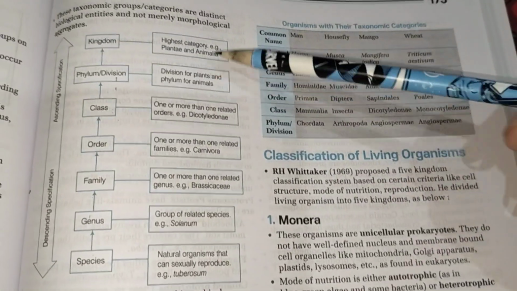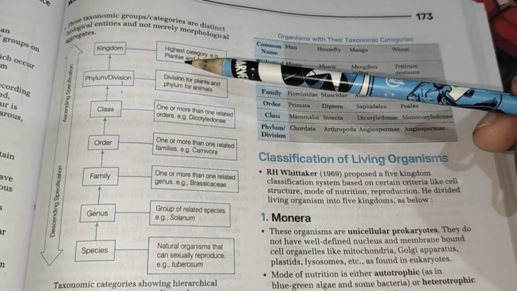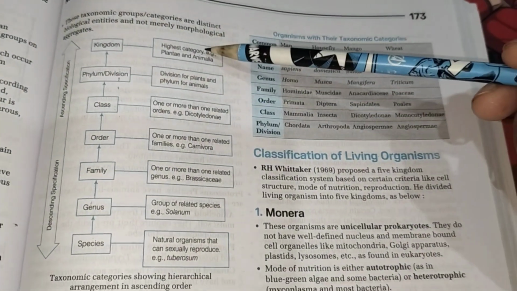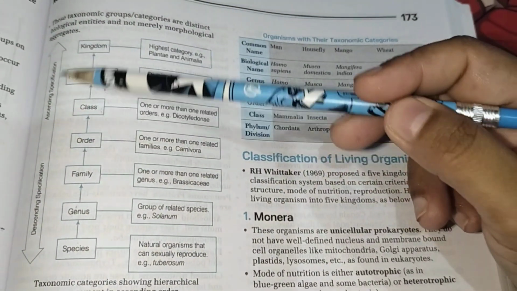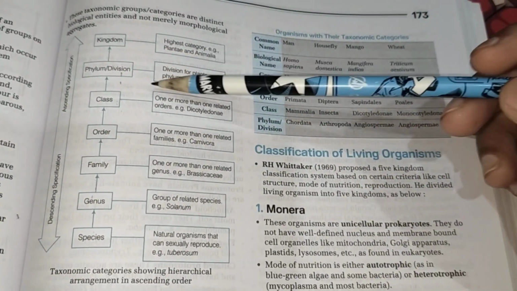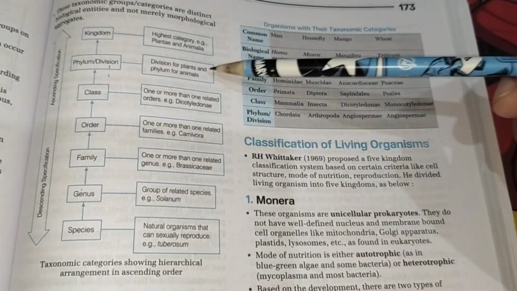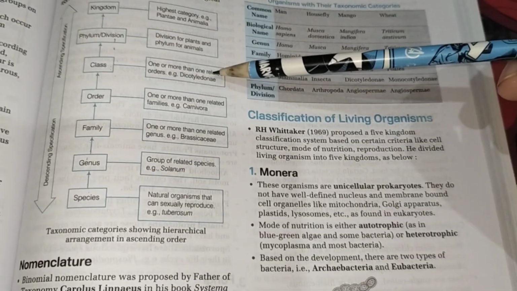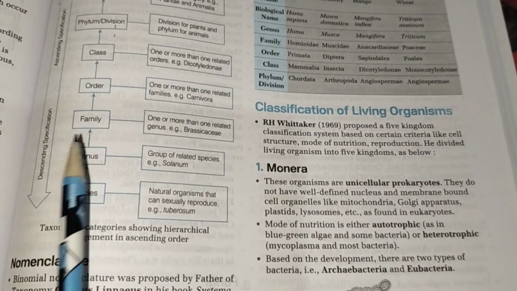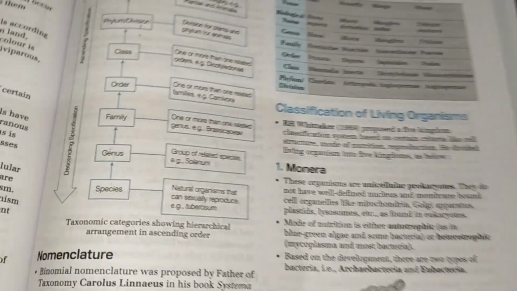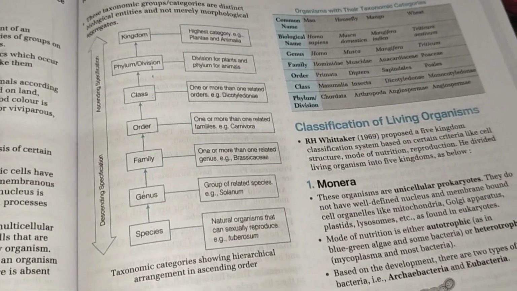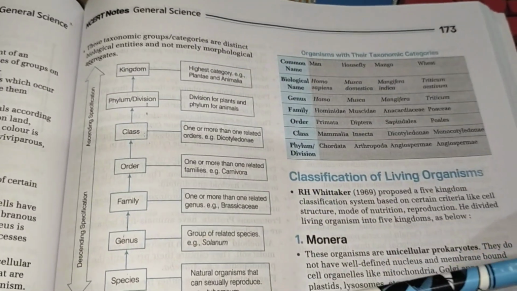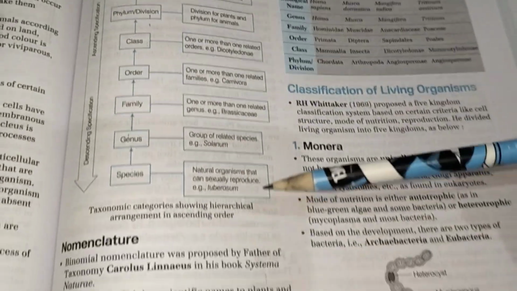So just remember this. The kingdom is the highest category. This is the descending order, and the reverse is the ascending order, right? Then phylum or division for plants and phylum for animals. Class, which includes one or more related orders. Next is order, family, genus and species. So ascending order is smallest to biggest and descending is biggest to smallest. This is a very important hierarchy. One must learn it very thoroughly from the examination point of view.